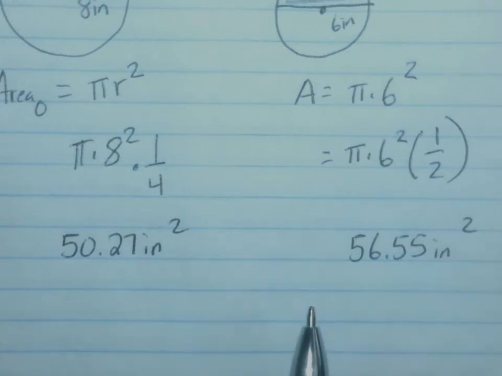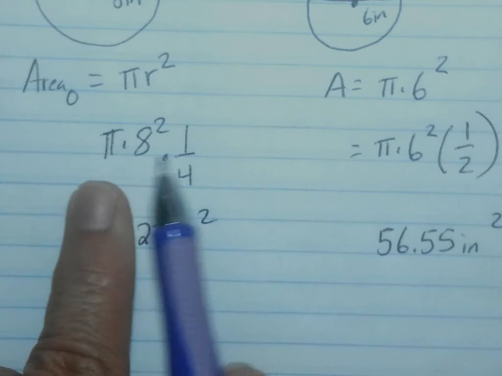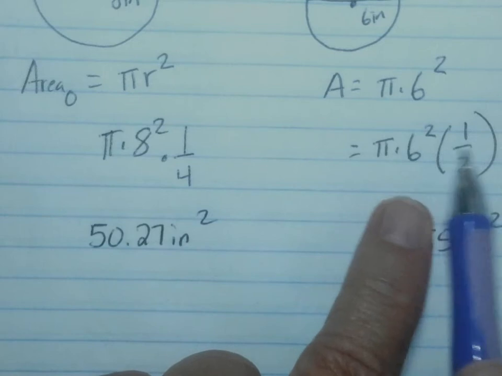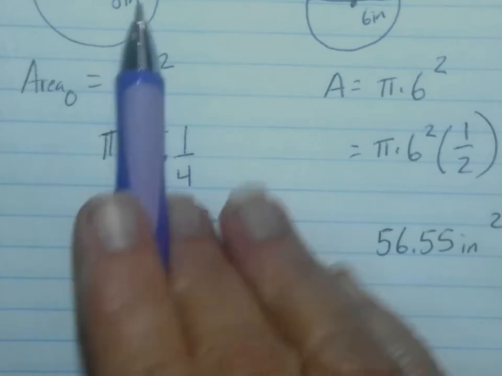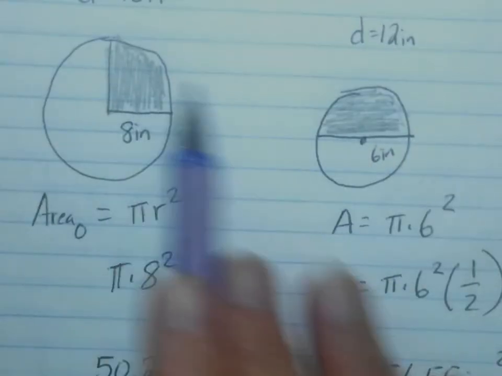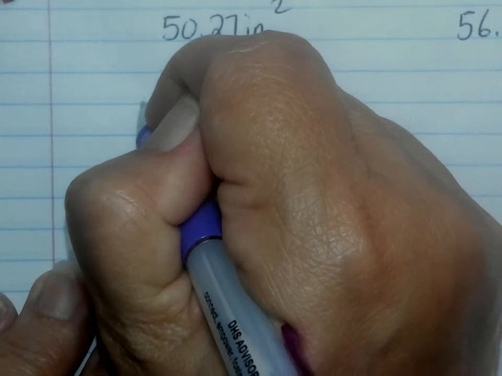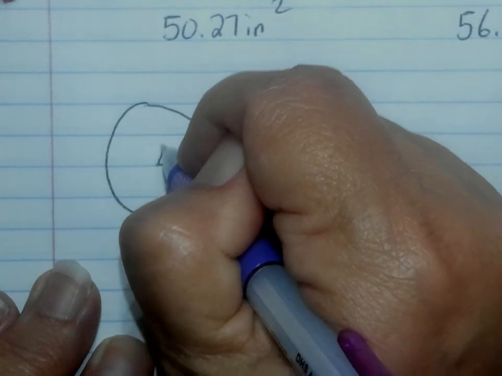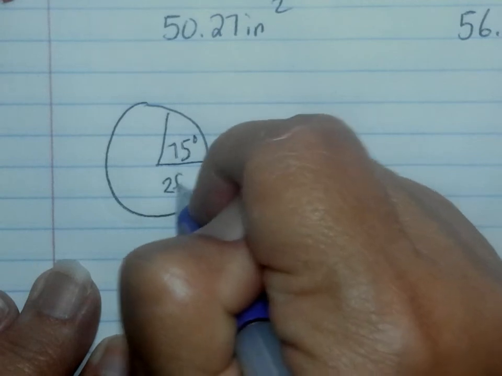Alright, so look at the main idea, the big concept. We found the area of the whole circle and we multiplied it by a fraction, right? Area of the whole circle multiplied by a fraction. Well, that's what we're going to want to use for all of our sectors. But they're not all going to be nice little fractions like a fourth or a half. So let's just look at some of the less obvious ones. So let's say I have a sector and my angle measures 75 degrees and my radius is 2 feet.